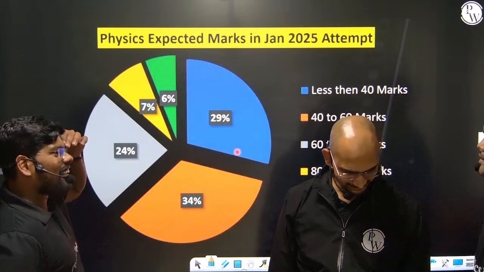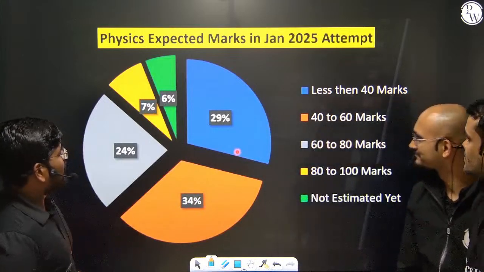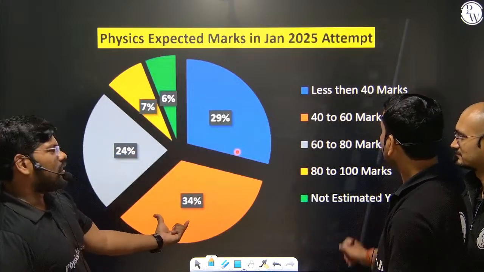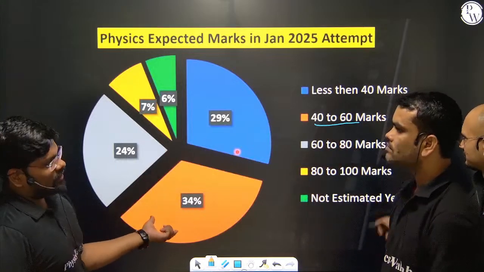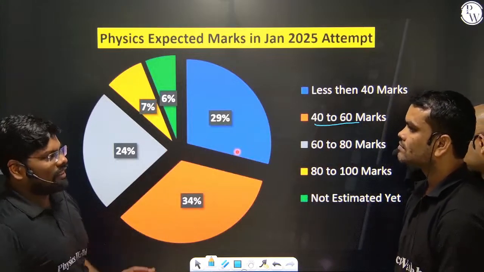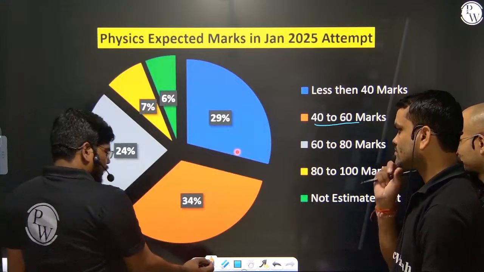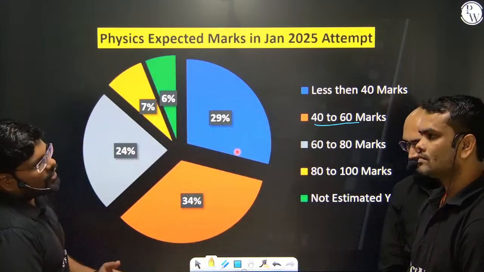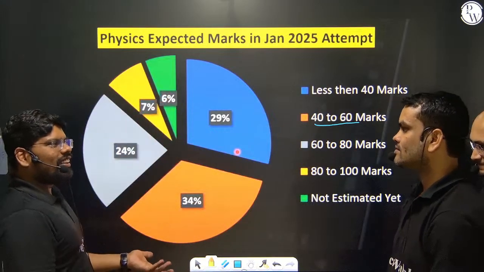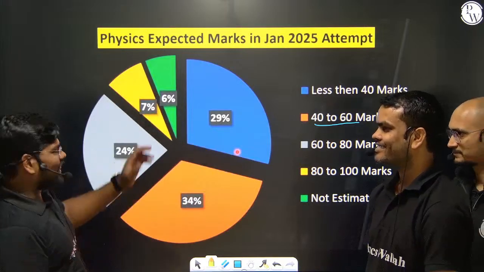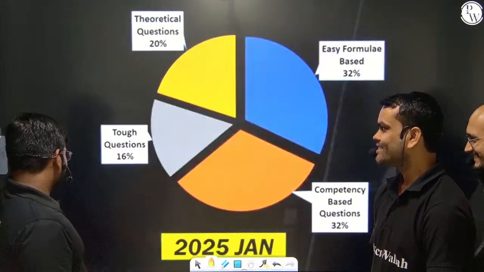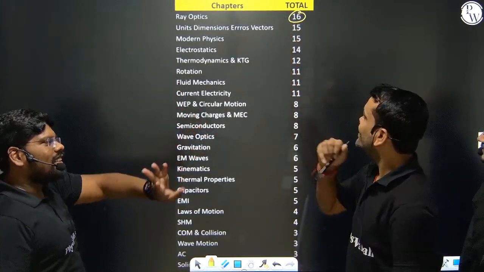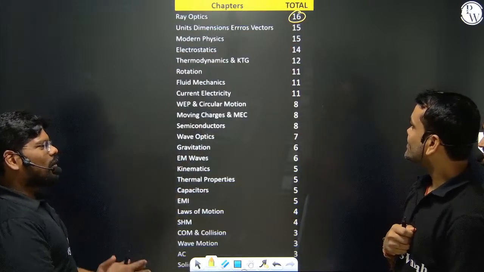In physics, what is the trend, sir? Most of the students are scoring 40 to 60 marks, even though the paper is easy. So maybe they are missing some chapters. What is against the trend? Last year and the year before, in ray optics only one question was asked, and it was a big topic. Students think, why do a big chapter for one question? But even in this shift, 3 questions were asked. That is how students are missing out.